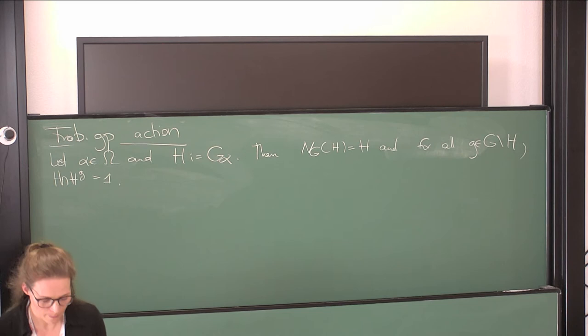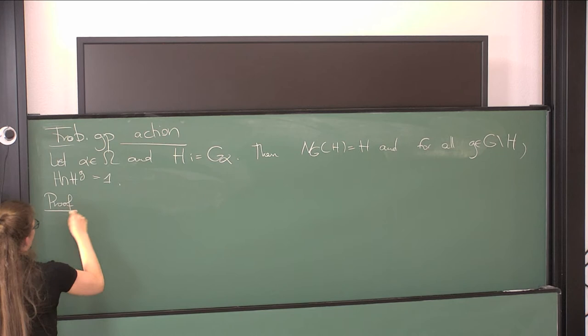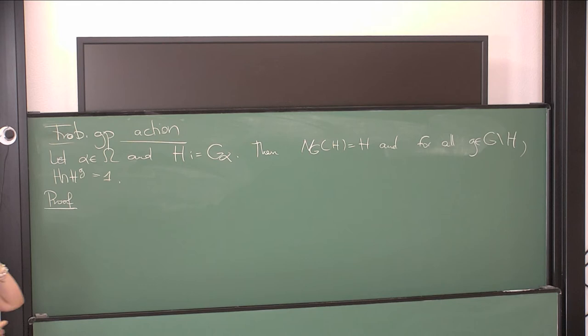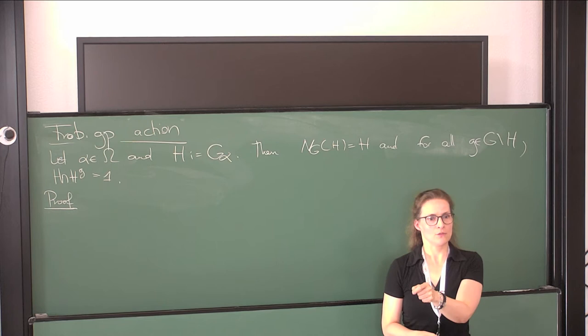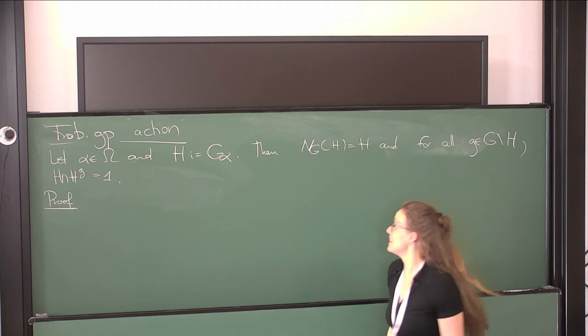So how are we going to do this? Well, let's first take an element. I can just talk you through this. So H has a unique fixed point, namely alpha, because two-point stabilizers are trivial. So since everything that normalizes H has to respect the orbit structure of H, it has to fix this unique fixed point of H. So this means that the normalizer of H also fixes alpha, and therefore it has to be inside H. And then they're equal.